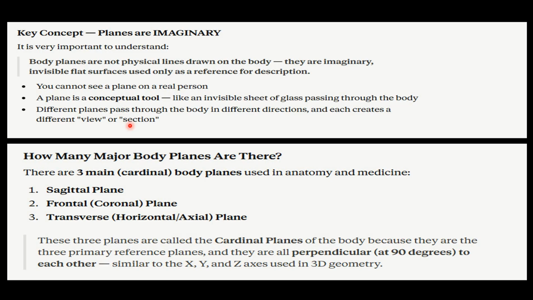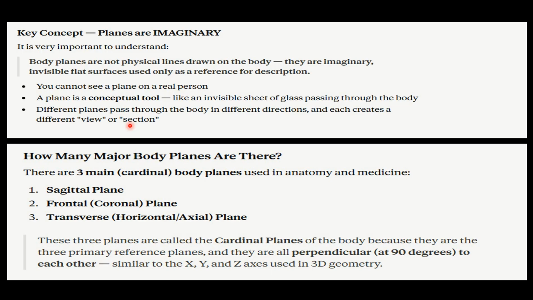Now we understand what a body plane is, why it is important, and the key concept that it is imaginary. Now the question comes: how many types of body planes are there majorly? There are three main cardinal body planes used in anatomy and medicine. The first is the sagittal plane, the second is the frontal or coronal plane, and the third is the transverse, horizontal or axial plane.